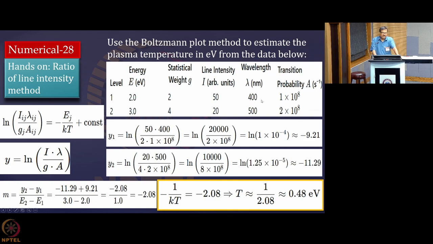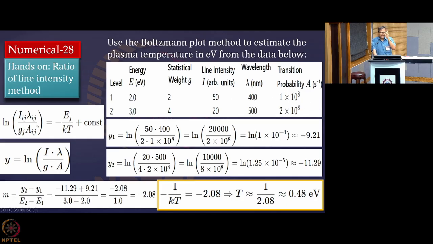The wavelengths are 400 nanometer and 500 nanometer, near the green region, and the transition probabilities are also given. So these are the parameters you have got for the two levels. The line intensity corresponding to one level is 50, and for the other level it is 20. The statistical weight factor, wavelength, and transition probability for these levels are given.